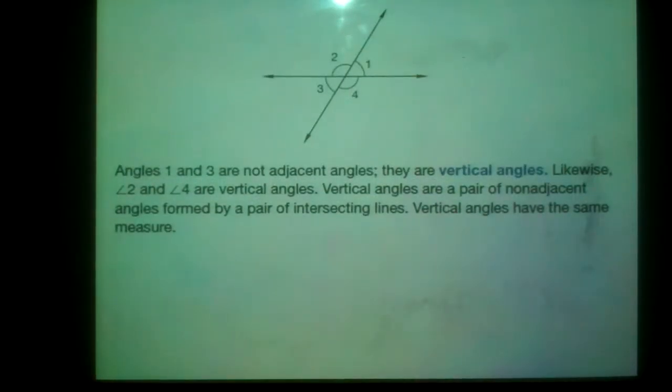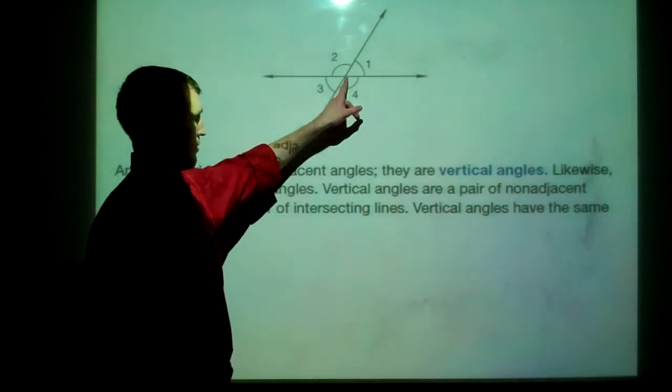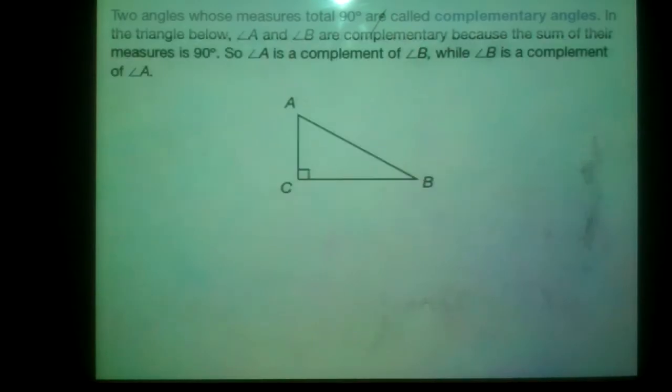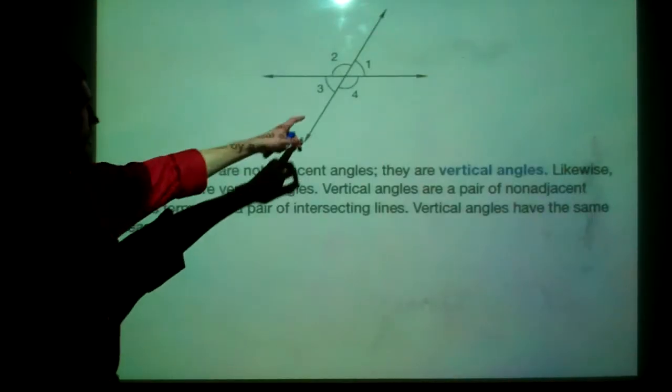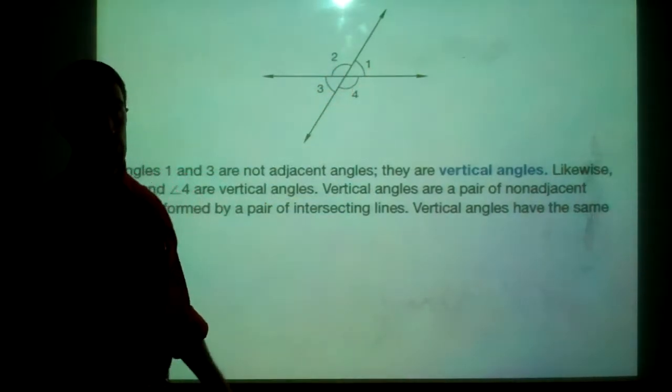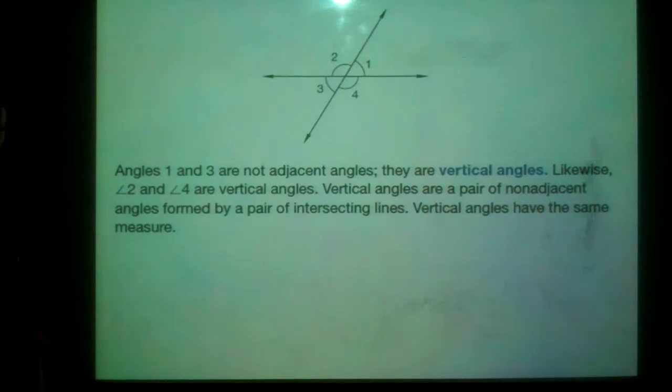Now taking the same diagram, we have angles 1 and 3. We call these vertical angles, and they are not adjacent, but they share a common vertex. So 2 and 4, these are also vertical angles. And vertical angles are formed by intersecting lines. Vertical angles have the same measure. So angle 3 and angle 1, they equal each other. Angle 2 and angle 4, they equal each other. So vertical angles are always equal. Okay?